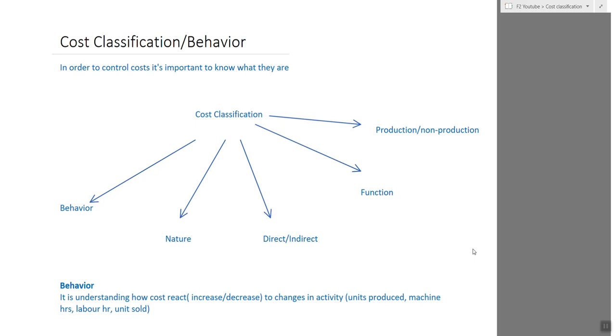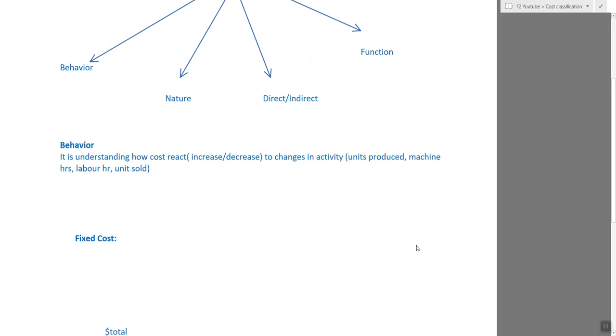So behavior classification looks at the behavior of cost. What is the behavior of cost? The behavior of cost is whether it increases, decreases, or stays the same. What happens to the cost when there is a change in activity? So we are looking at cost in relation to something. That something is usually units, but we call it level of activity.